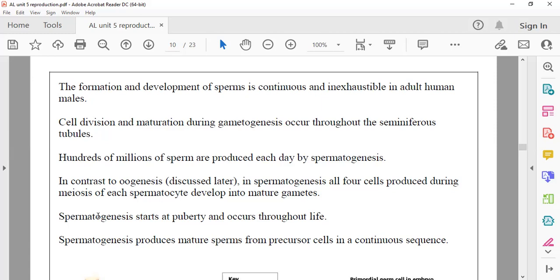Okay. Oogenesis, will it be continuous throughout life? No. But spermatogenesis? Continuous throughout life. Okay, later we can write the differences between oogenesis and spermatogenesis.